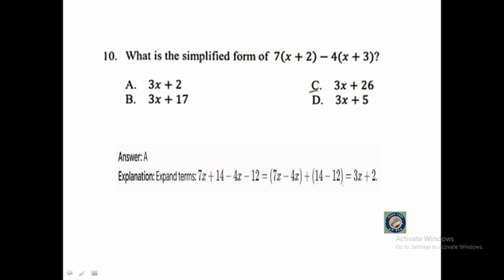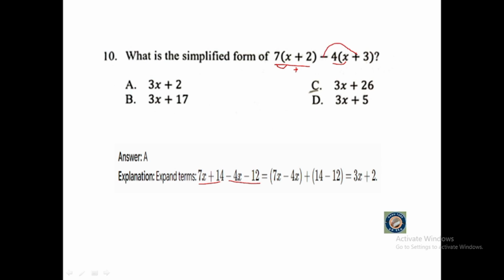The answer is 3x plus 2, because 7 times (x plus 2) means 7x plus 7 times 2, 14. Therefore, 7x plus 14. And minus 4 times (x plus 3) means minus 4 times x, minus 4x, and minus 4 times 3, minus 12. Negative times positive is negative.